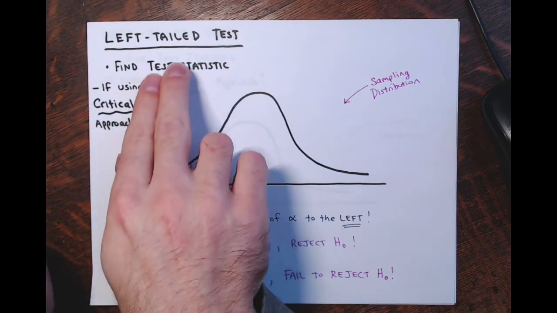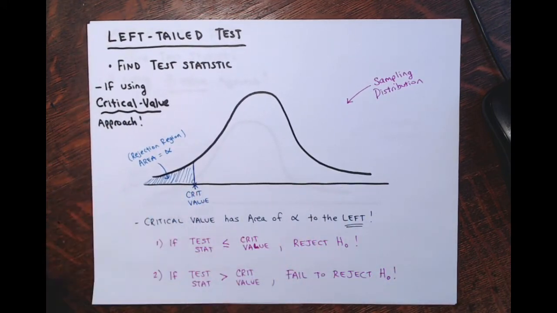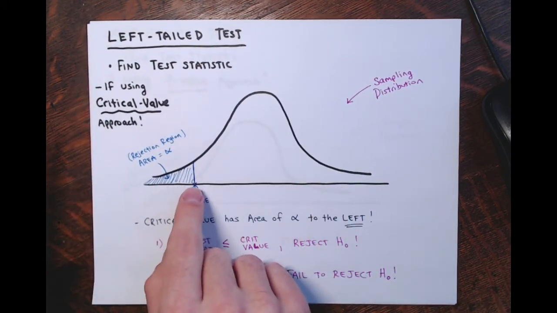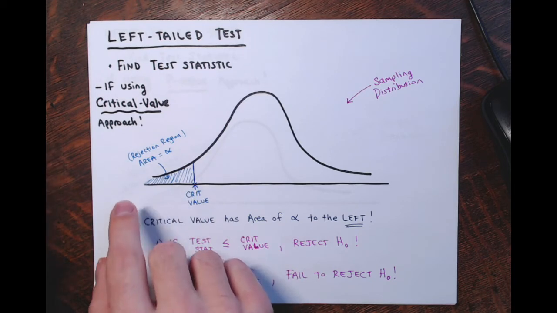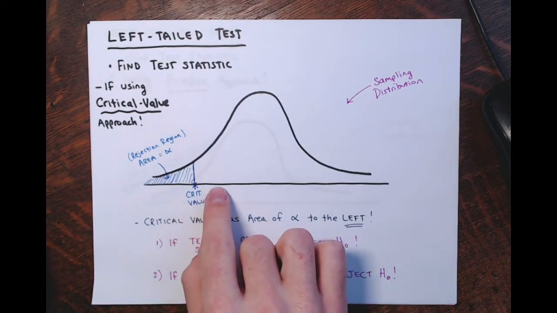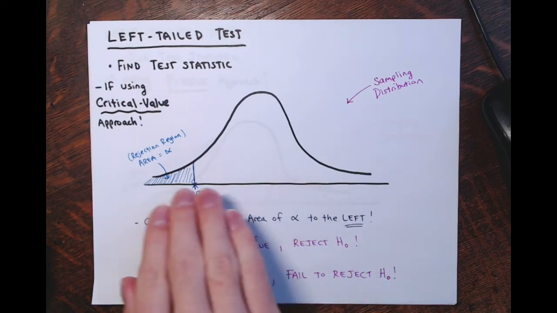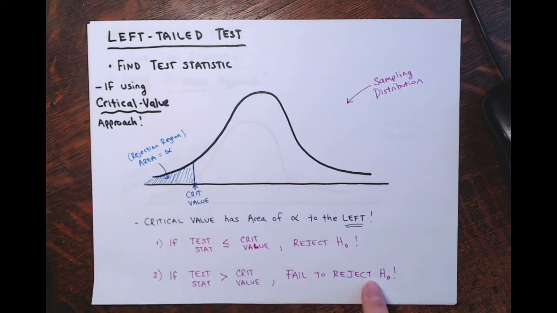And then you take a look at, all right, now where does the test statistic fall on the number line? If the test statistic is at the critical value or less, you're in the rejection region, so you would reject the null hypothesis, that H0. And if the test statistic is to the right of it, if it's greater than the critical value, you're not in the rejection region, you don't reject the null hypothesis, or you fail to reject the null hypothesis.